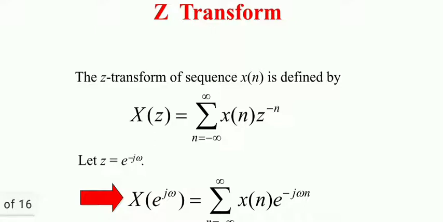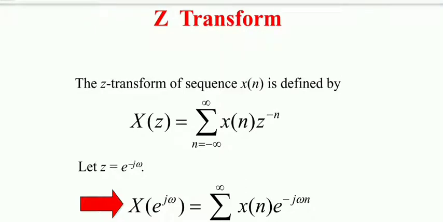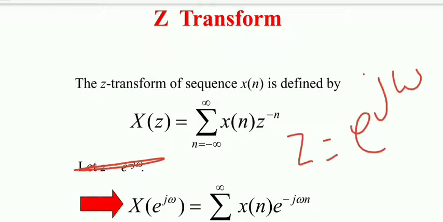Z transform of any signal x of n is given by X of z is equal to summation n varies from minus infinity to plus infinity x of n z power minus n, where z is equal to e power j omega, not e power minus j omega. Z is equal to e power j omega. What is the significance of this e power j omega? We will see in the coming slide. So we have to remember these things. This is the equation to find the Z transform of any signal x of n.